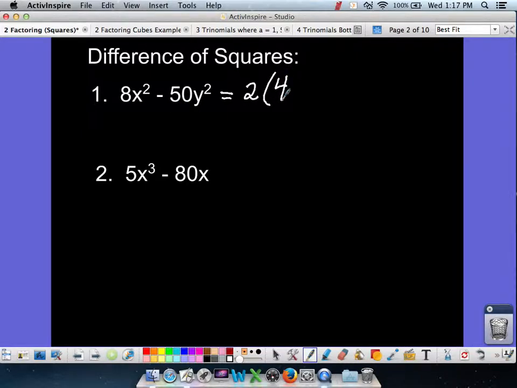2 will go into 8 4 times, and that leaves 4x squared. And 2 will go into 50 25 times, and that leaves also the y squared. Now when you get to this point, be very careful that you don't try to create again another set of parentheses and put your sum. The only thing you're doing here is taking out the greatest common factor. It gets its own line or its own equal sign. Then you have an additional step, keeping the 2, don't lose it.